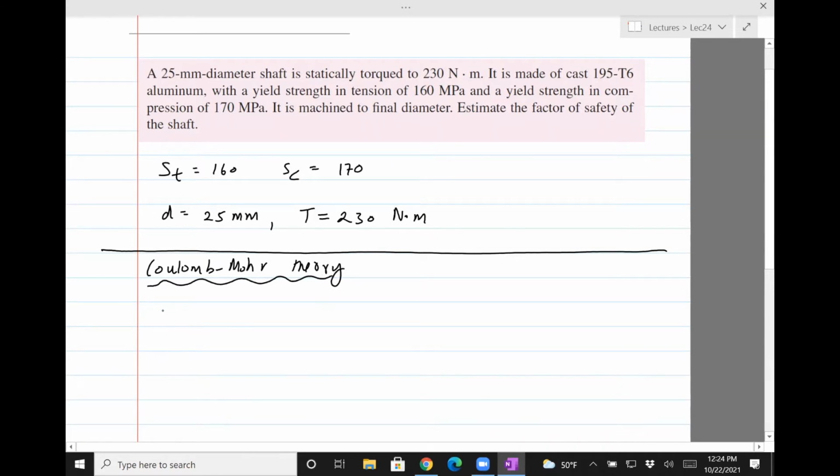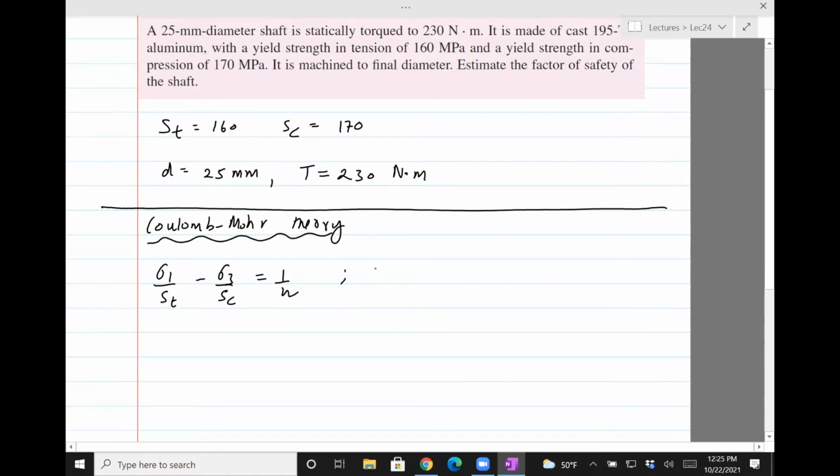So Coulomb-Mohr theory says that sigma 1 divided by St minus sigma 3 divided by Sc equals 1 divided by n. So n is the factor of safety, and that's the formula for a generic test where sigma 1 and sigma 3 are the principal stresses, with sigma 1, sigma 2, and sigma 3.